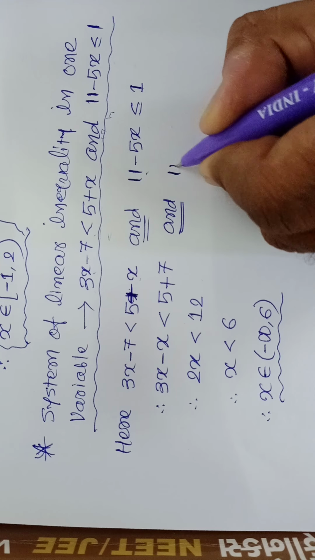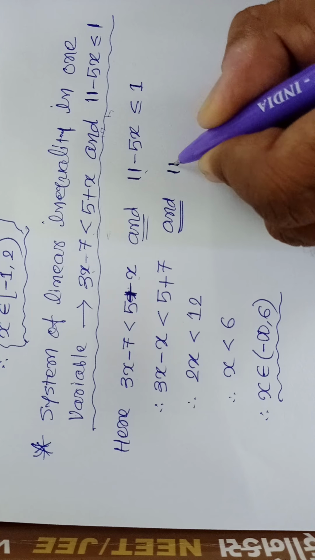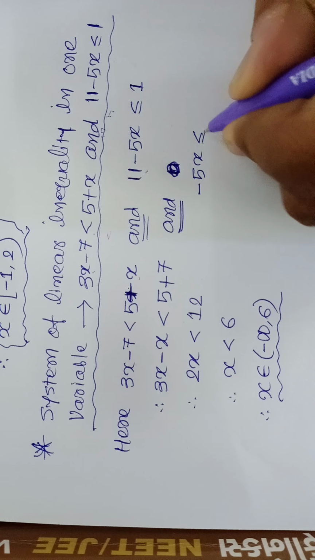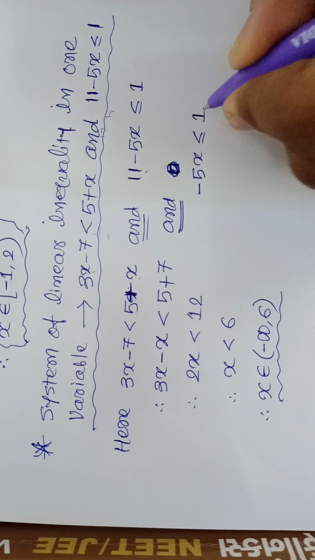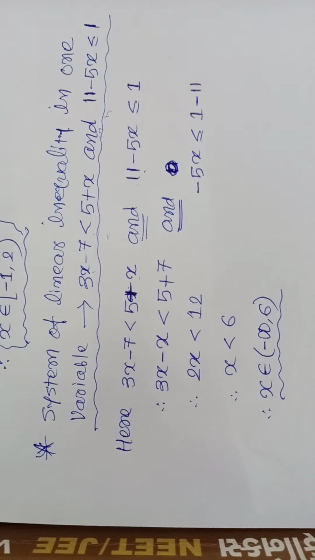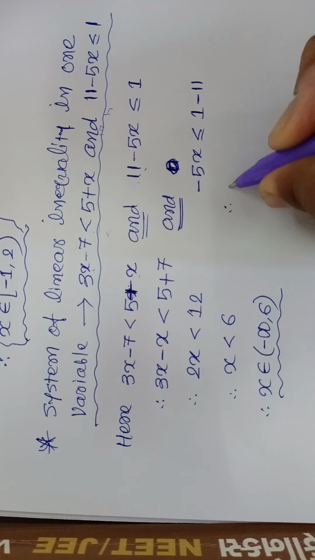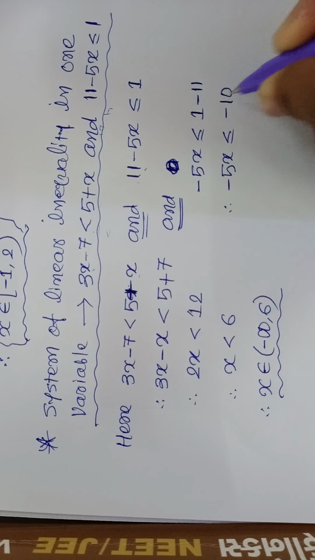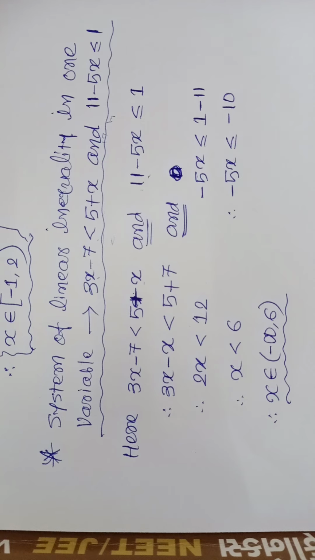So 1 is going on that side, 11 or minus 5x. I just write here as it is, and 11 I write on that side. So 1 minus 11, just plus 11 is going on that side. So 1 minus 11 is there. And therefore minus 5x is less than or equal to minus 10.